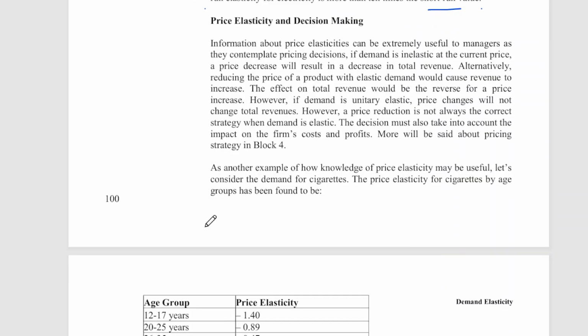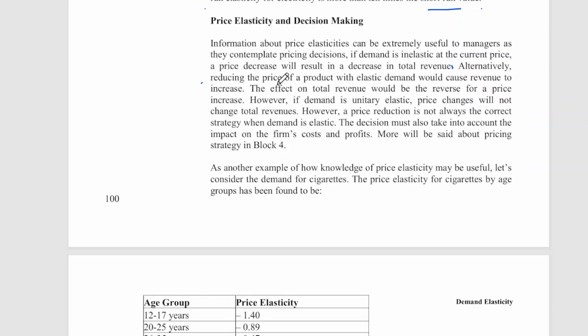Elasticity and decision making. Information about price elasticities can be extremely useful to managers as they contemplate pricing decisions. If demand is inelastic at the current price, a price decrease will result in a decrease in total revenue. Alternatively, reducing the price of a product with elastic demand would cause revenue to increase, and the effect on total revenue would be the reverse for a price increase.